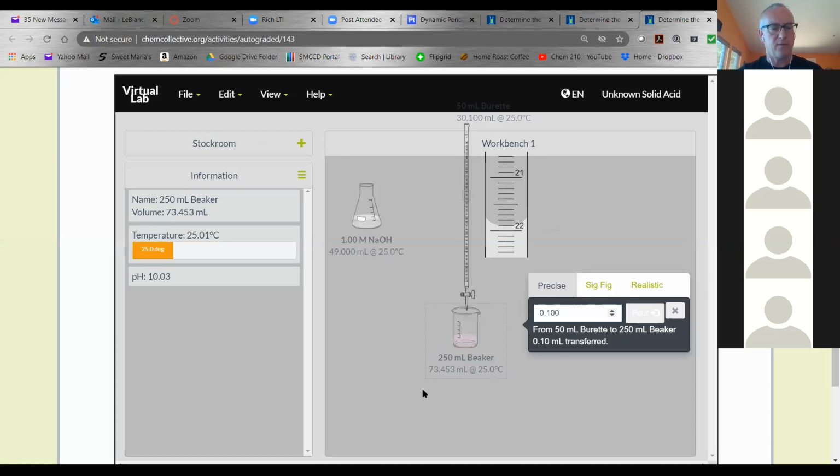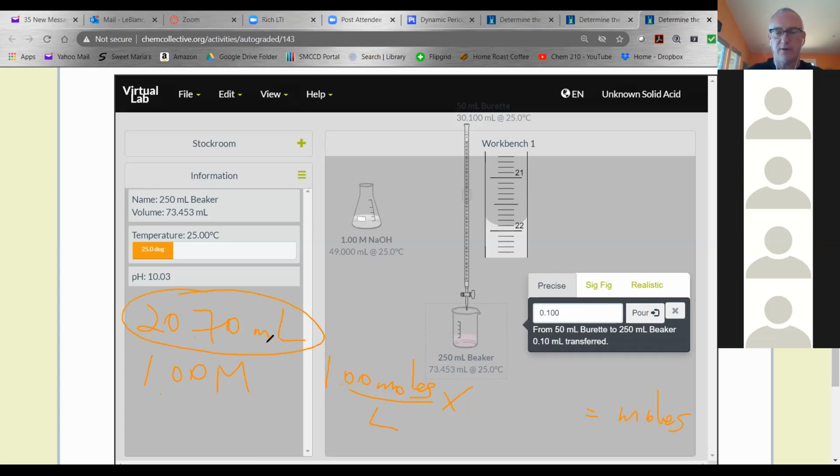So I have a volume of 20.70 ml and a concentration of 1.00 molar. So how many moles of hydroxide ion have I added to my reaction? So 1.00 moles per liter times what to give me moles? Let me look it up. There's my volume. So what do I need to convert that to, to get me moles? Need to convert it to liters, right? Yes. So how many liters is that?